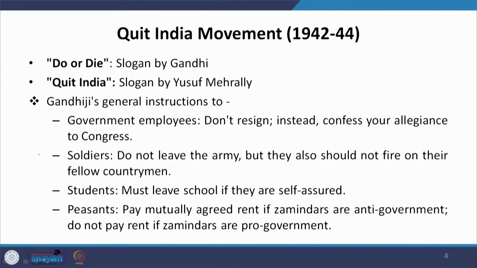To the government employees, Gandhi would say that don't resign, instead you should confess your allegiance to Congress. Similarly to the soldiers, he would say that do not leave the army, but rather one should, as a soldier, not fire on their fellow countrymen. And then for the students, M.K. Gandhi had to say that they must leave school if they are sure about it, if they are self-assured. And then to the peasants, M.K. Gandhi said that they should pay mutually agreed rent if the zamindars were anti-government, and the peasants should not pay any rent if the zamindars were found to be pro-government, right.